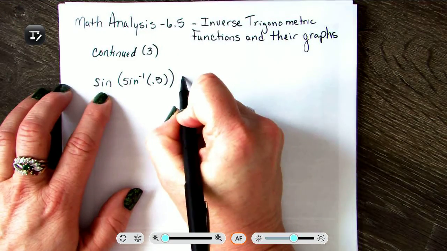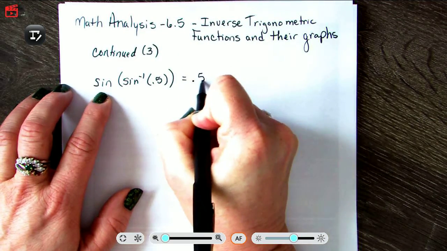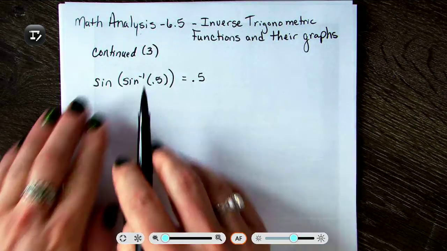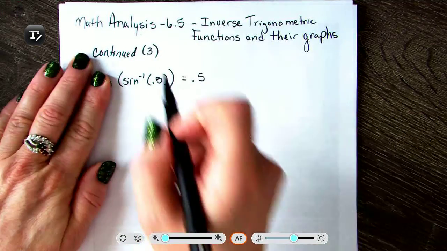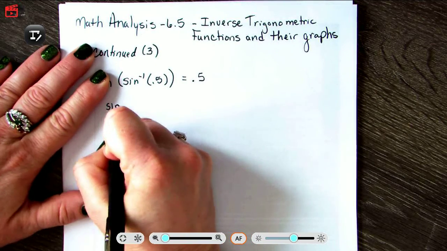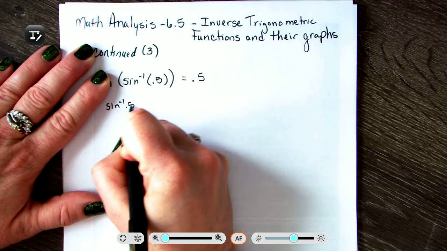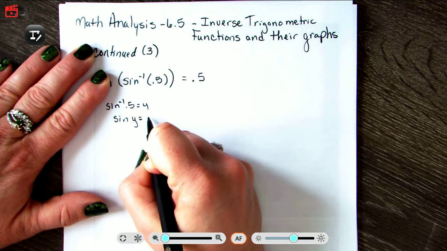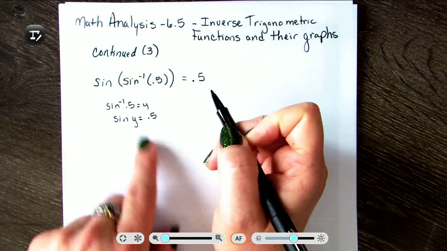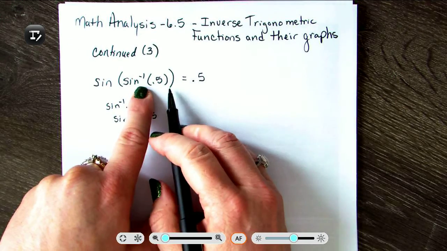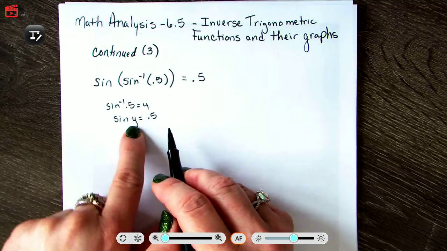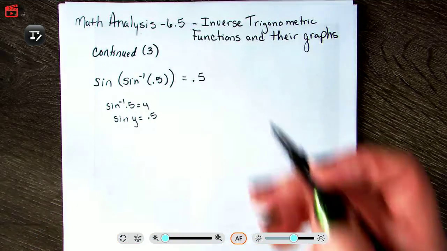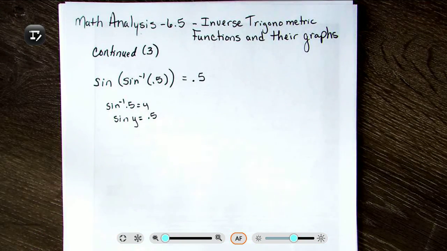Well, that's going to give me that 0.5. So think about it. Inverse sine of 0.5 equal to y means that the sine of y is equal to 0.5. y is going to be this answer. So now I also know that the sine of y is 0.5. So these undo each other.